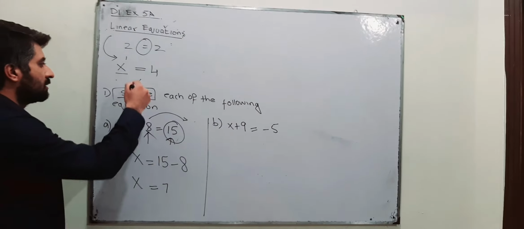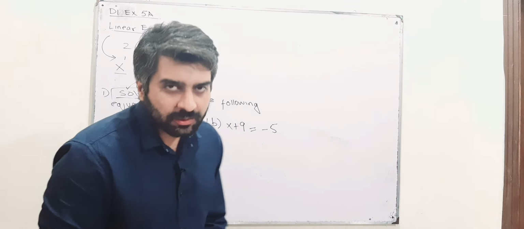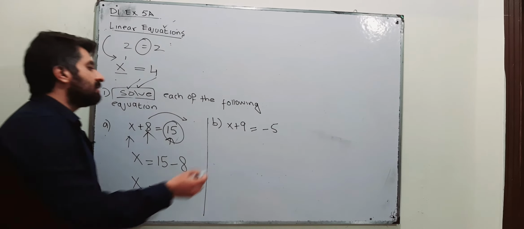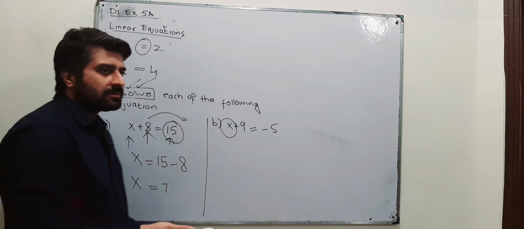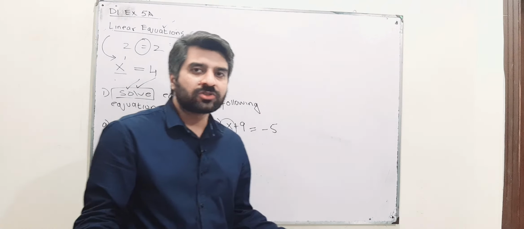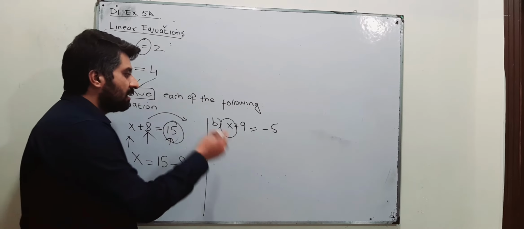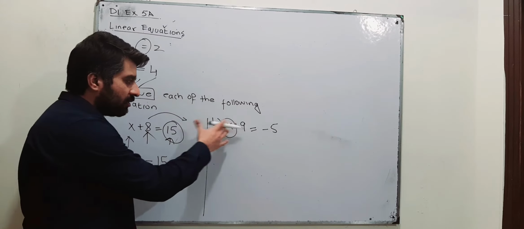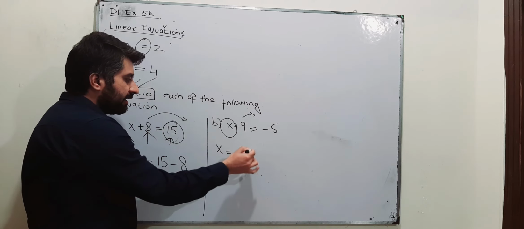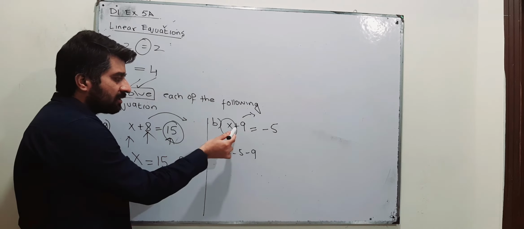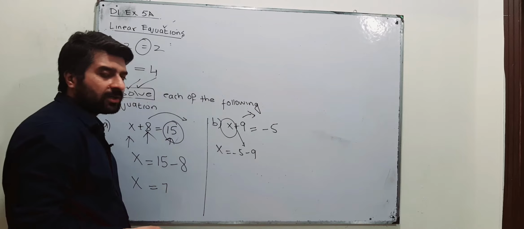The term is solve. Solve means find the value of the variable, and the variable is x. What about 9 and minus 5? What do we call them? They are constants. X is the variable, you have to find the value of x. Isolate x. I don't want 9 on this side of x. Move 9 on the other side, it will be minus 5 minus 9. You can see that 9 was positive, now it is negative because you have moved 9 on the other side of the equation.